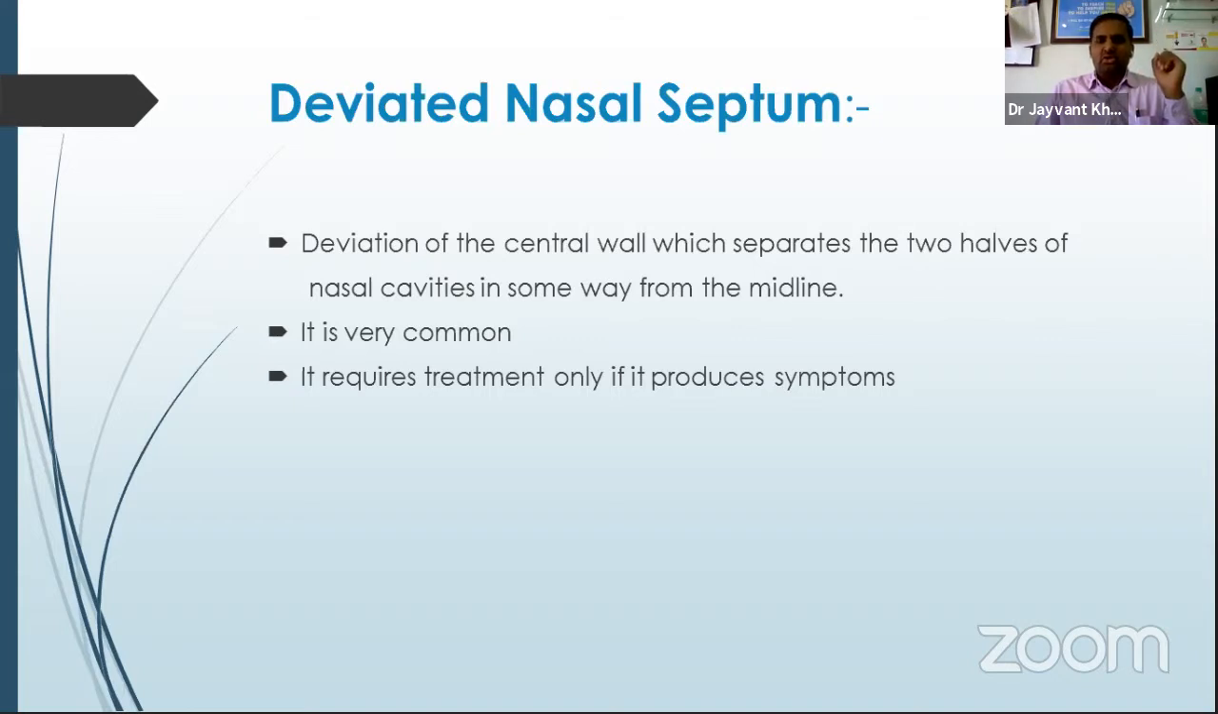So initially deviated nasal septum is asymptomatic or a mild condition. There is no symptom. If there are symptoms or complicated situations, then and only then we have to treat deviated nasal septum. Okay. Etiology.